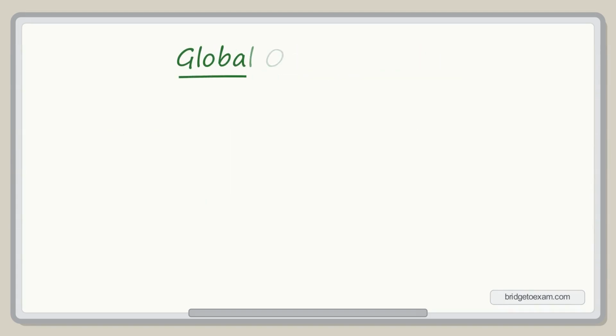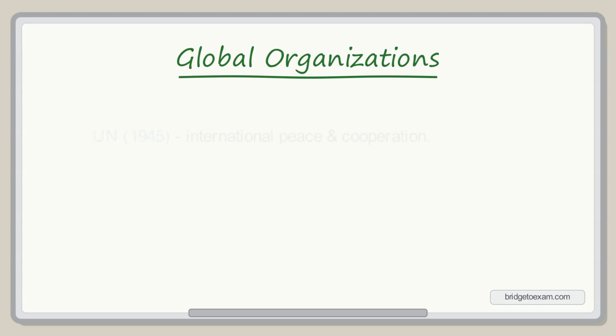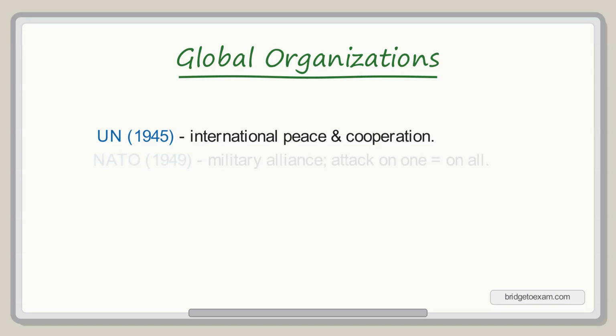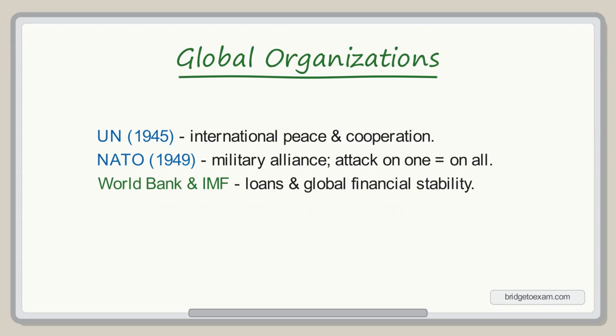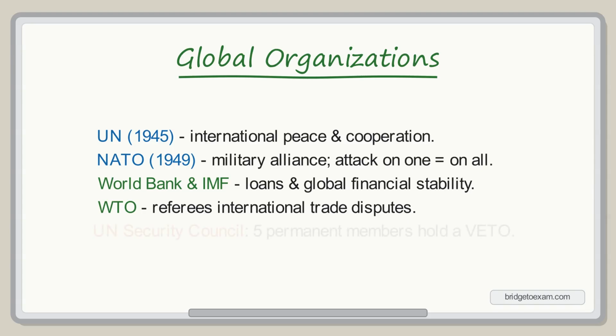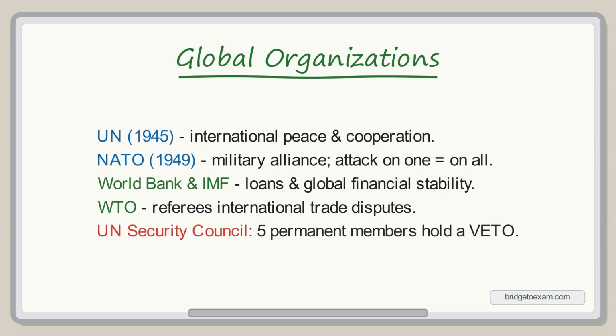The U.S. also works through global organizations. The United Nations, founded in 1945, promotes international peace. NATO, from 1949, is a military alliance with a powerful rule. An attack on one member is an attack on all. The World Bank and the IMF handle loans and global financial stability, and the World Trade Organization referees trade disputes between nations. And one detail the GED loves: the UN Security Council has 5 permanent members: the US, UK, France, Russia, and China, and each one holds a veto. A single veto can block any resolution.